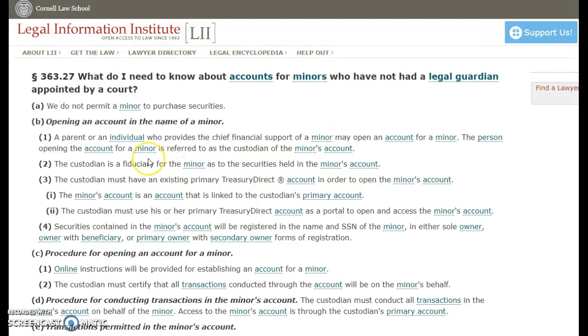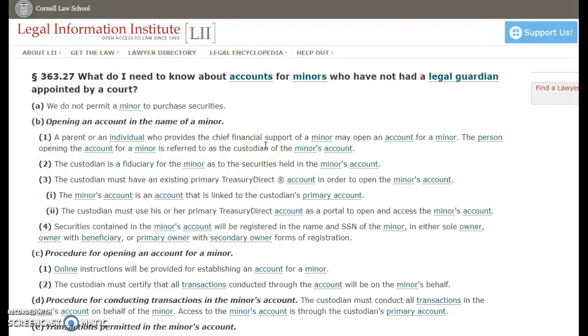Now, let's not discredit what it says above that. It says a parent or an individual who provides the chief financial support of the minor, meaning that, okay, you may be a foster parent, but a foster parent provides chief financial support. They provide food, they provide housing, they provide clothing for that minor. Or you might be a grandparent. The grandparent provides housing, food, clothing for the minor. Or you're a parent. It says right here, the person opening the account for a minor is referred to as the custodian.